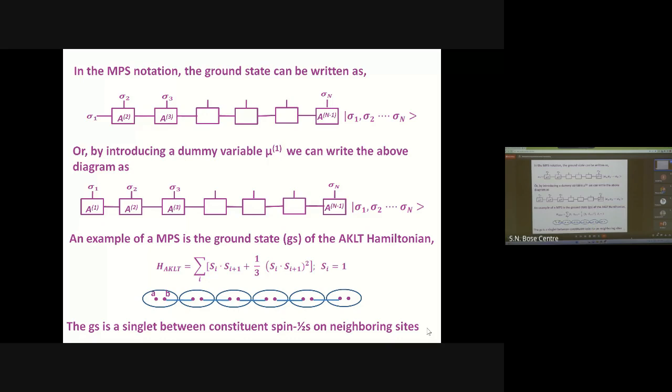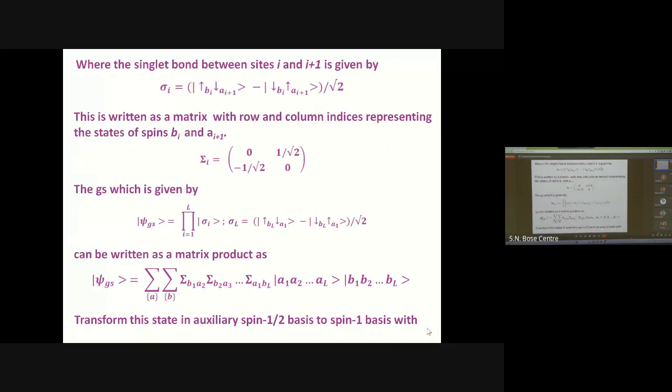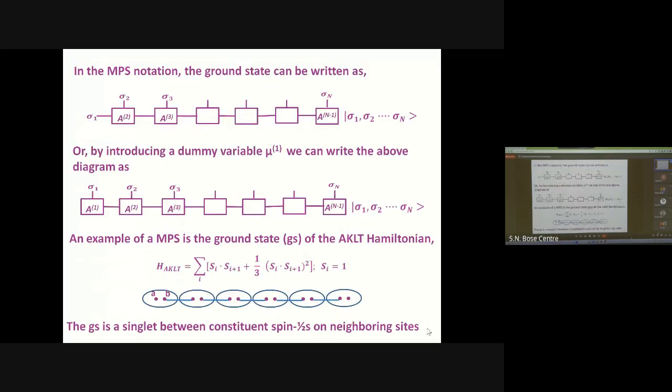Now, this can be written as a matrix product state, naturally. The ground state of this corresponds to a singlet between the B type of spins on one side and the A type of spins on the other side. So if I have a cyclic boundary condition, this A will come and have a singlet bond to the other. So this is the AKLT ground state. This is the way it is written. These are the singlets between two neighboring spin 1 objects.